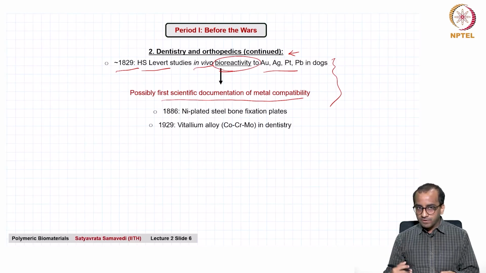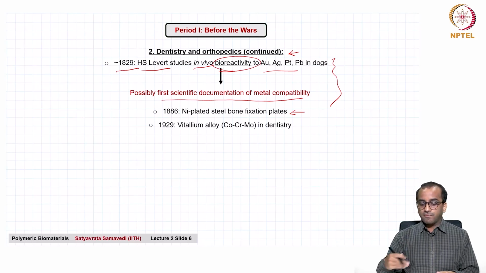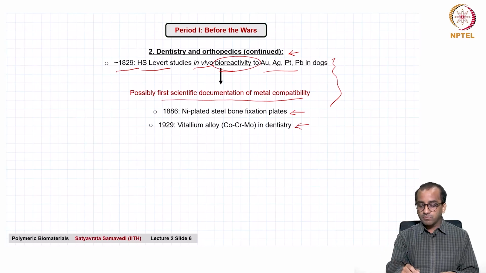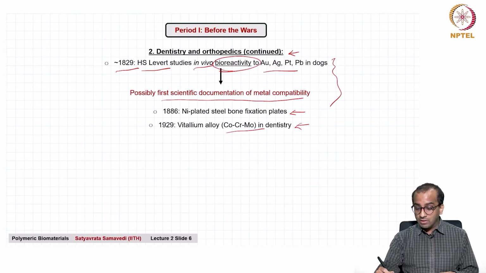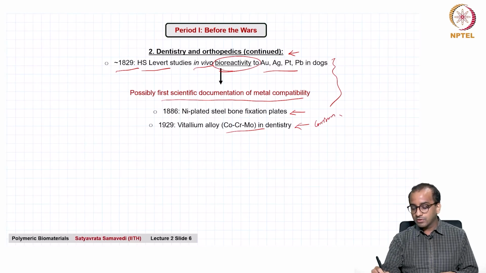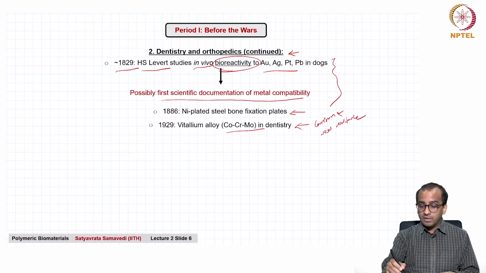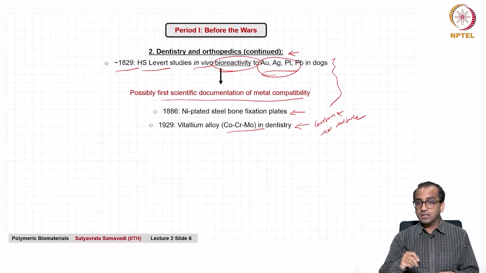And if you move further in time, we have nickel-plated steel bone fixation plates that are used, and even further, in the early 1900s, right around the war period or right before the Second World War, you are looking at Vitalium alloy, which is a cobalt chromium molybdenum alloy, which is very well known for its corrosion and wear resistance even today. So, you see, we have gone from implanting metals like these to the use of sophisticated alloys in dentistry.